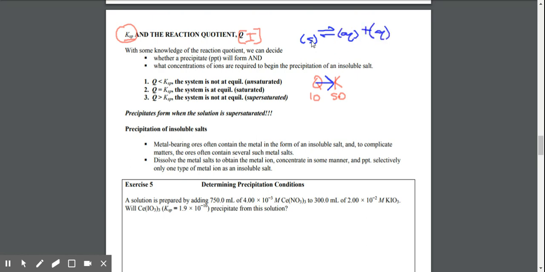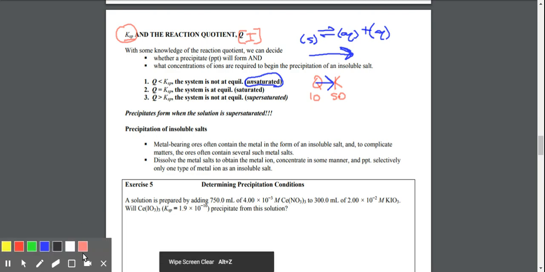So if I have to shift to the product side, then that means that I am able to make more of these ions. If I can make more of these ions, we call that an unsaturated solution. So if Q is less than K, my reaction will shift to the products, meaning that it is unsaturated. What that term means is that I can dissolve more of that solid in there. Unsaturated, I can dissolve more solid and make more ions.